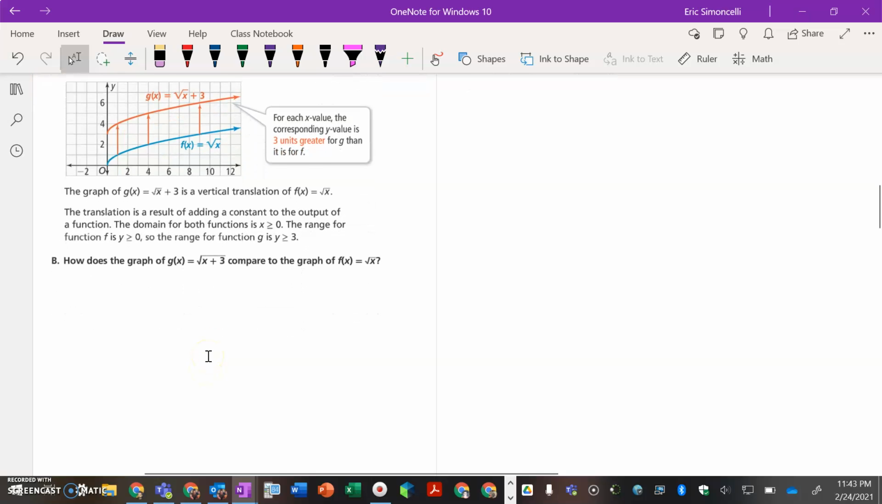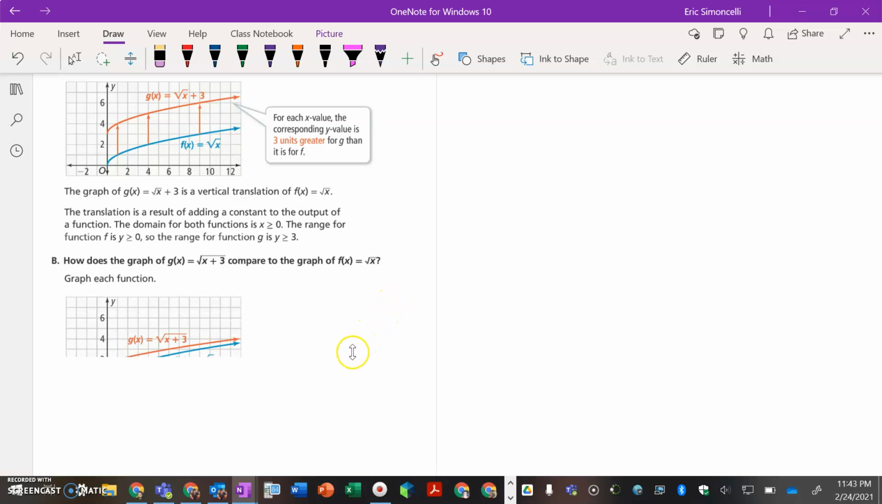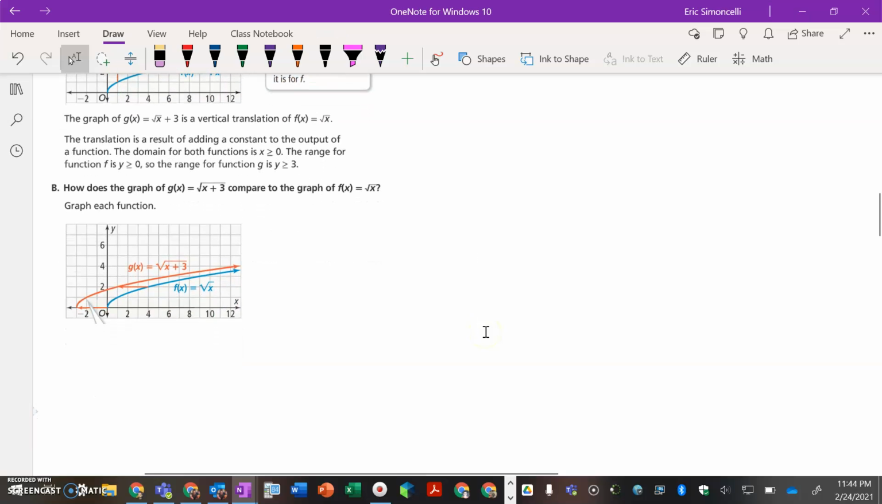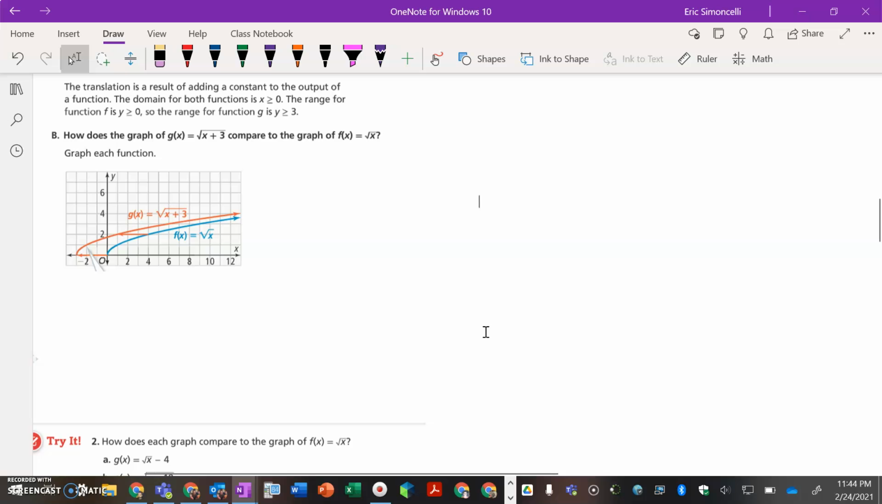So now let's take a look at another example here, part B. How does the graph of g of x equals the square root of x plus 3 compare to the graph again of the parent, y or f of x equals square root of x? So again, graph each function, and as you can see, I'll uncover that, and not surprisingly, we see that the blue function, again the parent function, is denoted where you have (0, 0), (1, 1), and (4, 2). Those three would be good as usual to start with and minimally use.